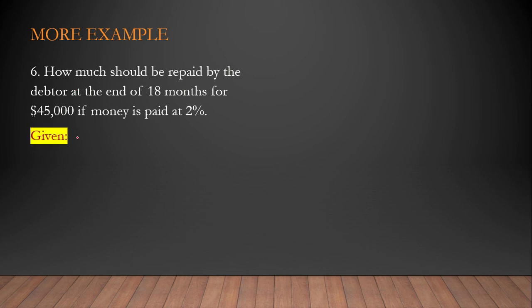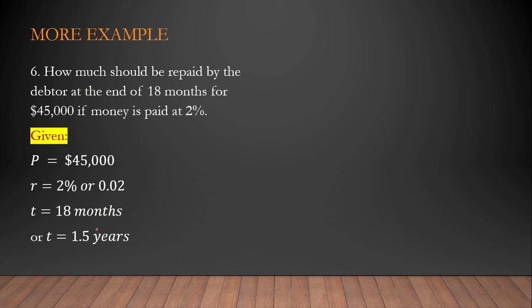So, identify the given. So, P is equal to $45,000. Ito yung inutang. And the rate is 2% or 0.02 in decimal. The time is 18 months. Diba ang sabi natin kanina na bawal po mag-compute ng interest na naka-months. Kailangan i-convert into years. Diba? So, 18 divided by 12 para ma-convert siya sa years, that is 1.5. Diba? So, 1.5 years po.